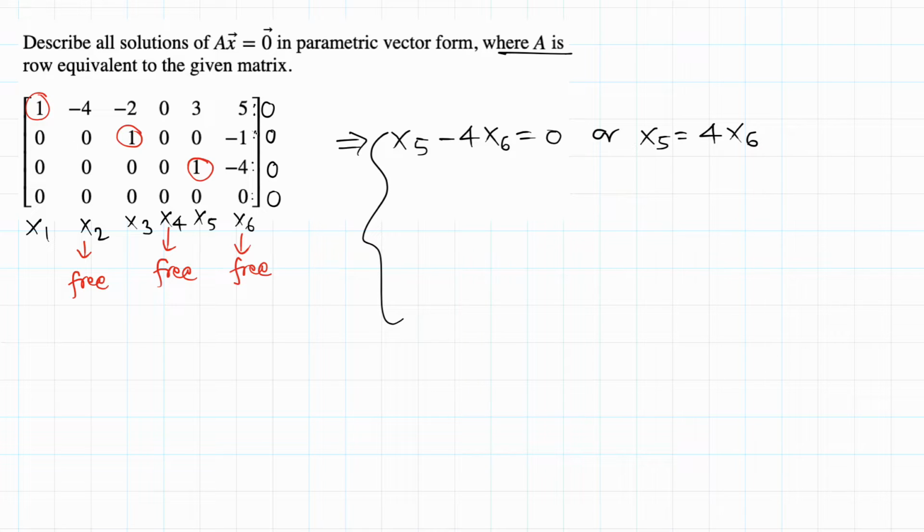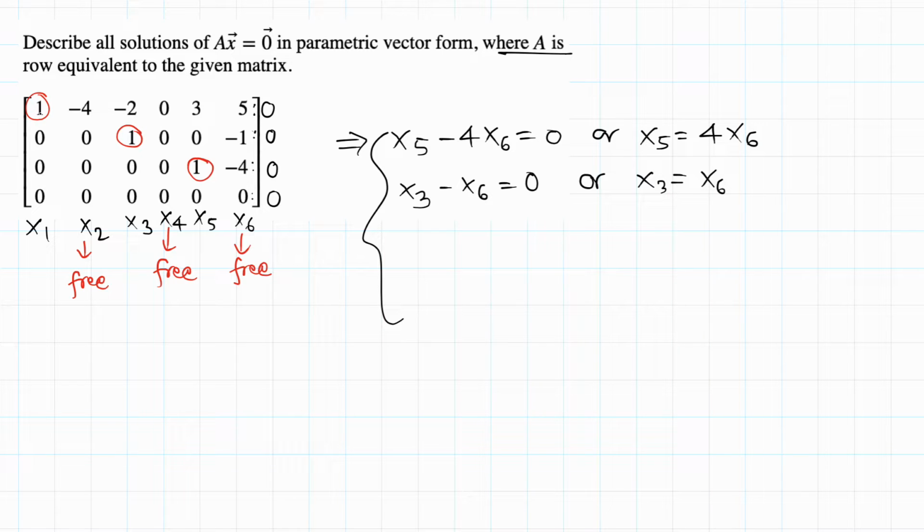From the second row, 1x3 and 0, 0, minus 1, minus 1 x6, so minus x6 equals 0. And x6 is free, so we can solve for x3, or x3 equals x6. Okay, that's from the second row.